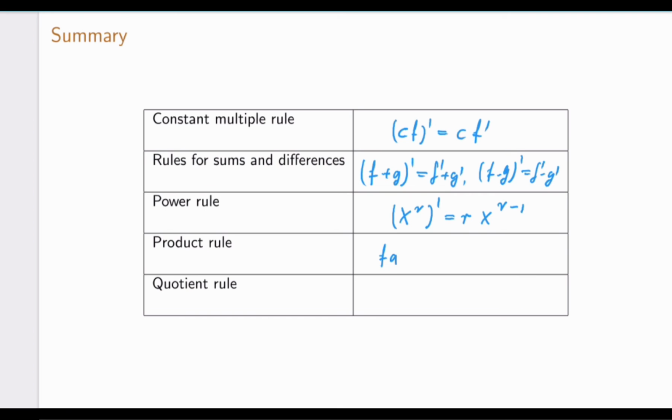So (f times g)' is f prime g plus f g prime. And finally, the quotient rule, this would be (f divided by g)'. So this is low d high minus high d low, draw a line and square below. Here we go. So these are the first 5 rules for derivatives, and they are very, very useful. You just simply need to know those.